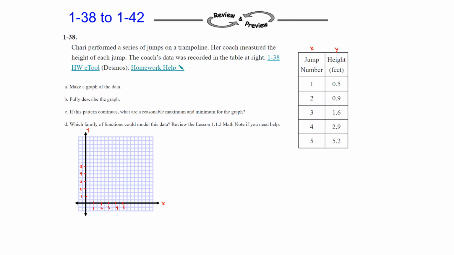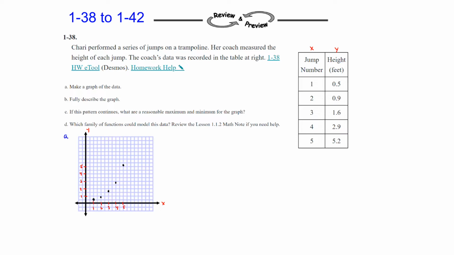So we have the point 1, 0.5, so that'd be about right here. 2, 0.9. 3, 1.6. 4, 2.9. And 5, 5.2, about right there. So we've made a graph of the data. Now we might question whether we should connect the points, but are there jumps in between 1 and 2? Are you going to have a 1.5 jump or a 1.2 jump? Since we don't, we're just going to plot the points. We're not going to connect them.